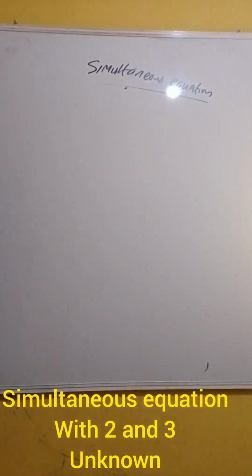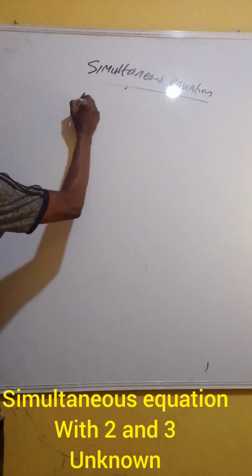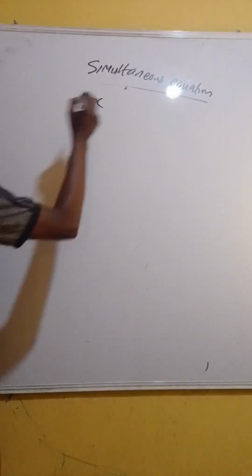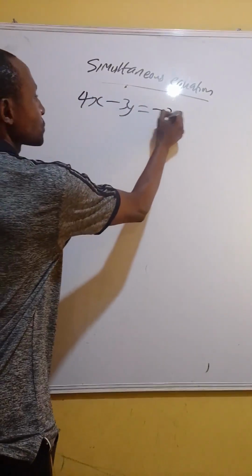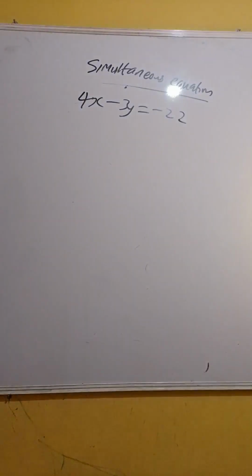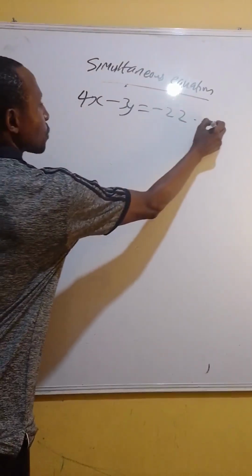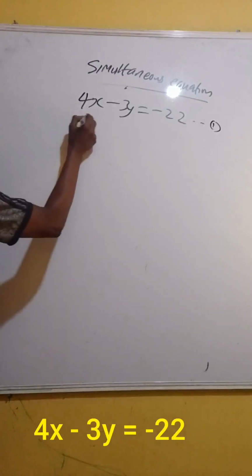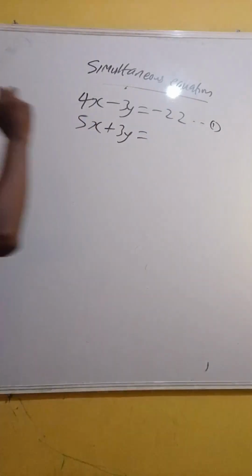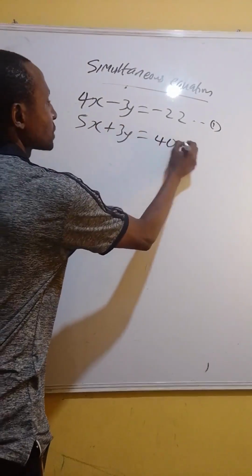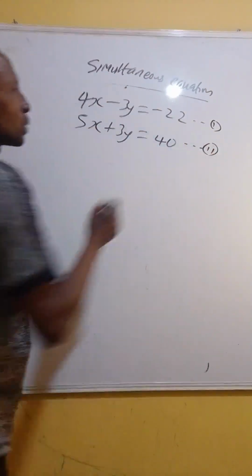Now let's take the first equation and see what happens. 4x minus 3y equals minus 22. That is equation 1. Then the next one is 5x plus 3y equals 40. That is equation 2.